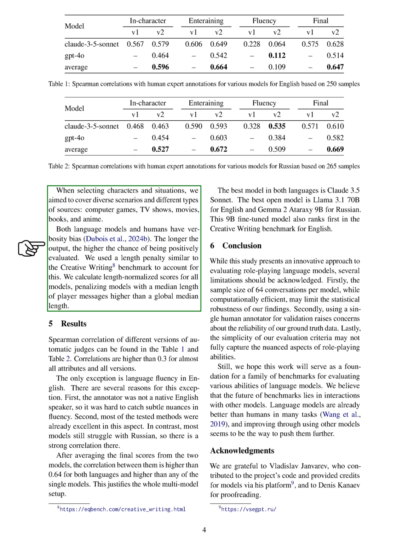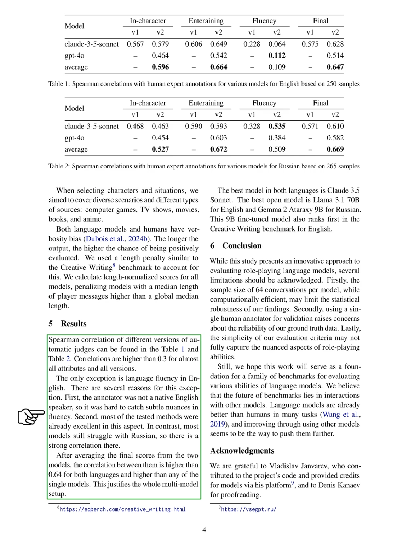We aimed for diverse scenarios from various sources, including games, TV shows, movies, books, and anime. To address verbosity bias, we applied a length penalty, normalizing scores for models with longer player messages.